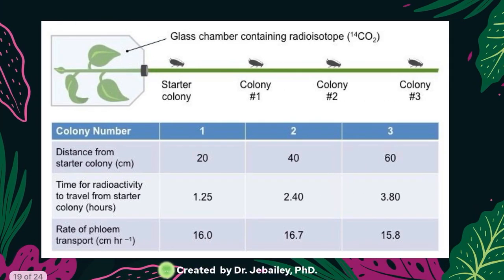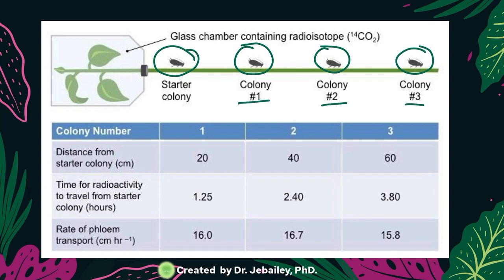So here's an example that they did. As I told you, they take the organism that I just mentioned, the aphid stylet, and place them in different places in colony 1, 2, and 3, and the starter colony, okay? Remember that they use the radioisotope, a carbon dioxide, here as a sugar that is kind of highlighted, right? So the distance from the starter, which is 1, is about 20 centimeters.